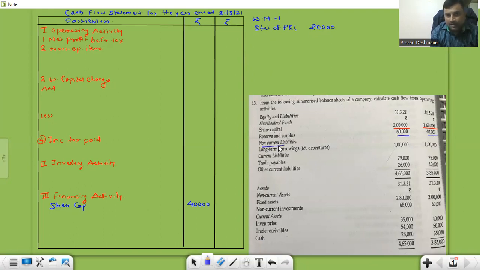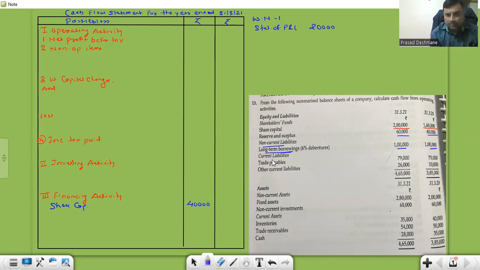Now non-current liabilities. Under that we have long-term borrowings. Borrowing is a part of which activity? Borrowing is financing, right? Because they are financers for us. It was 1 lakh, 1 lakh. Leave it. No flow of cash. It was 1 lakh, 1 lakh. There is no flow. Leave it. We don't do anything with it.